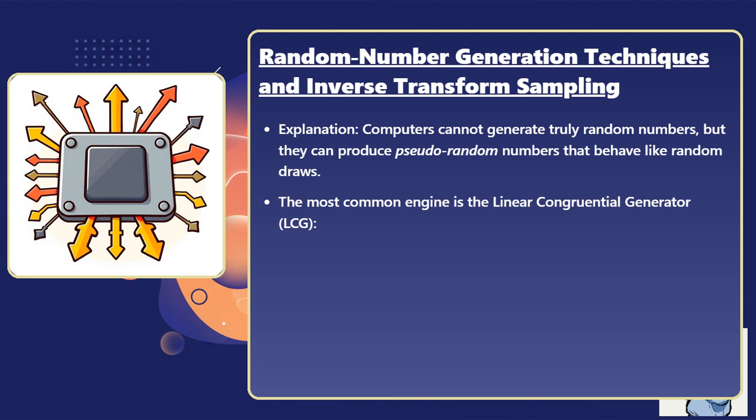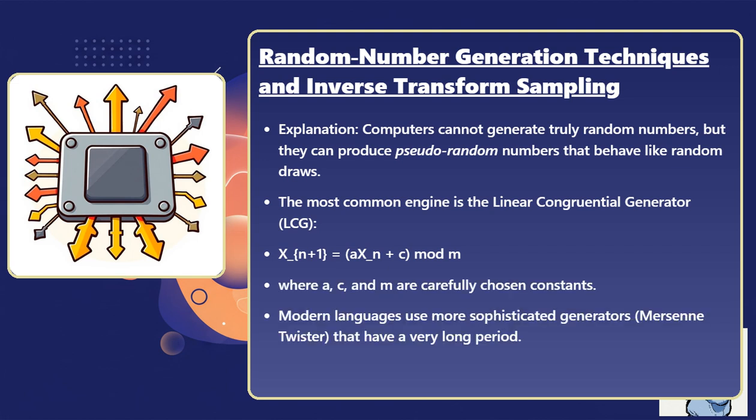Computers cannot generate truly random numbers, but they can produce pseudo-random numbers that behave like random draws. The most common engine is the linear congruential generator, LCG: X sub n plus 1 equals a times x sub n plus c, modulo m, where a, c, and m are carefully chosen constants. Modern languages use more sophisticated generators, such as the Mersenne twister, that have a very long period.